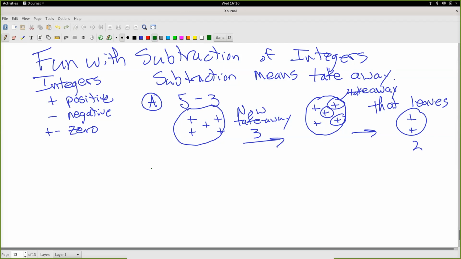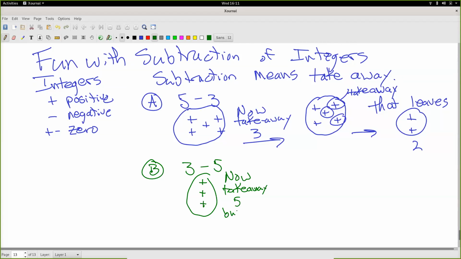Another example. Let's get more interesting. What if I wanted to start with 3 and then take away 5? So we would have to draw a set of 3. And then now I'm going to try to take away 5. But I can't. There's only 3 positives there. I can't take away 5 positives. What am I going to do?